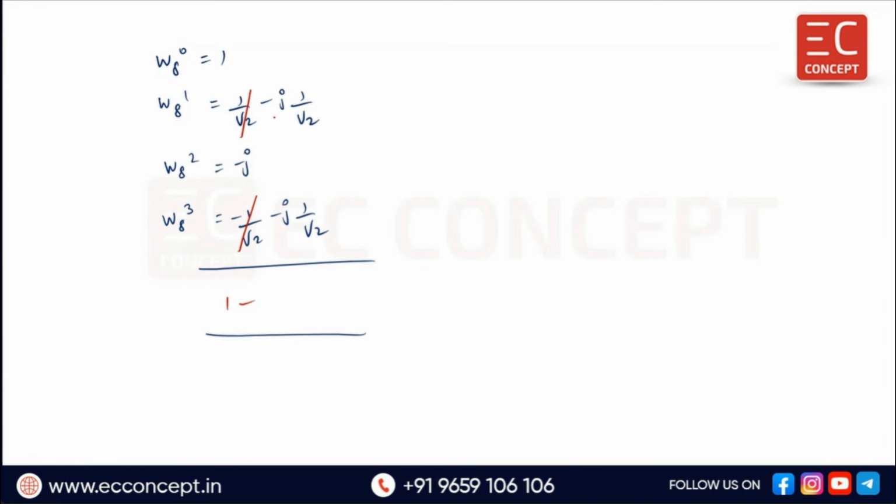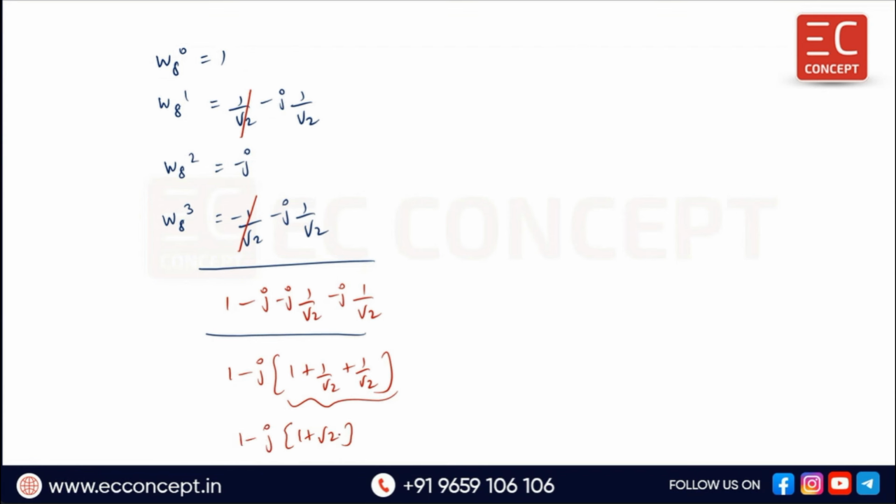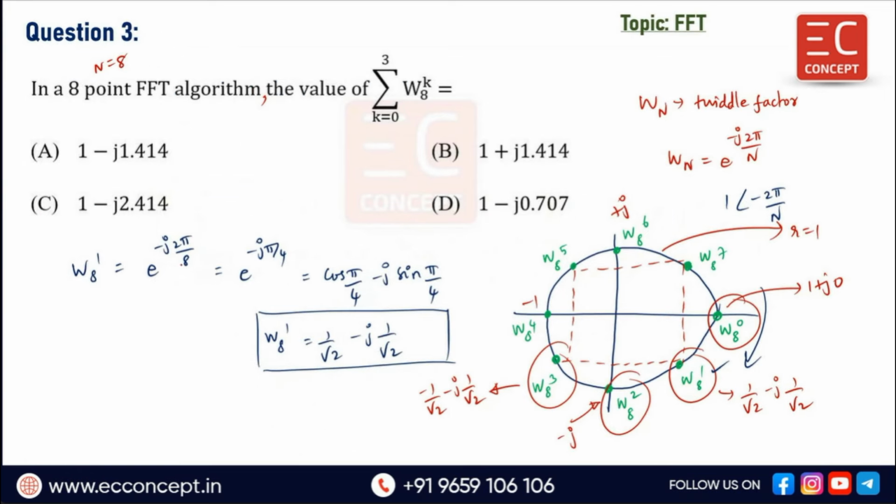So we get 1 minus j minus j 1/√2 minus j 1/√2, which gives 1 minus j (1 + √2). Since √2 is 1.414, plus 1 gives 2.414. So 1 minus j 2.414 is the answer, the summation of W n k for k equal to 0 to 3. Which option is satisfying? Option C is correct.